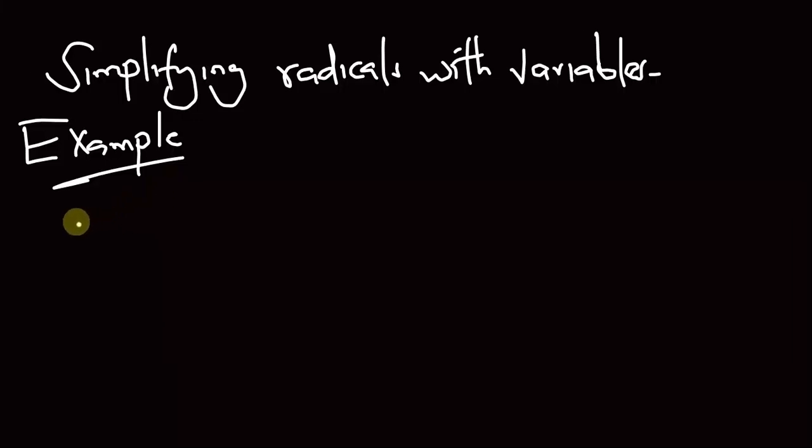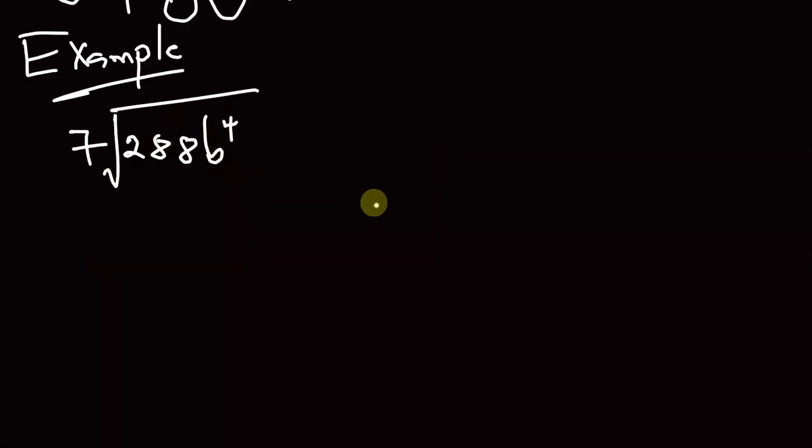Our first example is 7 root over 288 b power 4. Now b is our variable, so we solve this. The same concept that we have been learning. We are going to start with finding the numbers from 288. Check on how I'm finding it. I use a factor tree by 2 because of 144, because 144 times 2 is 288 already. Then 144 is already a perfect square, so I'm going to use that.